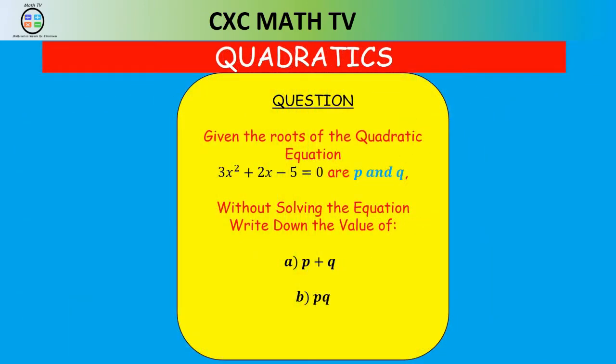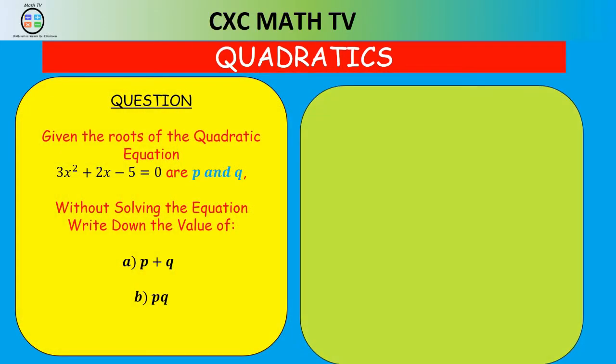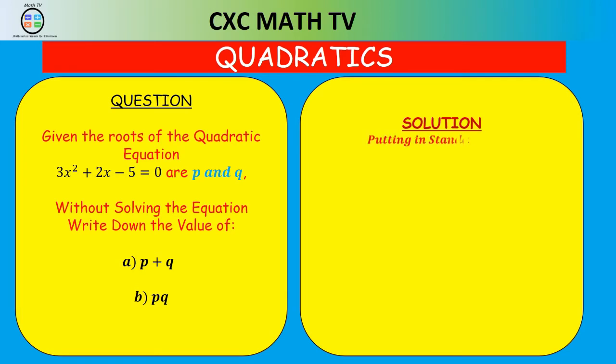So here's a question for you to try. It says, given the roots of the quadratic equation 3x squared plus 2x minus 5 are p and q. Without solving the equation, write down the value of p plus q and the value of p times q. Well, as you would have paused and attempted, the first thing we're supposed to check for is, is it in standard form? In this case, luckily it is.